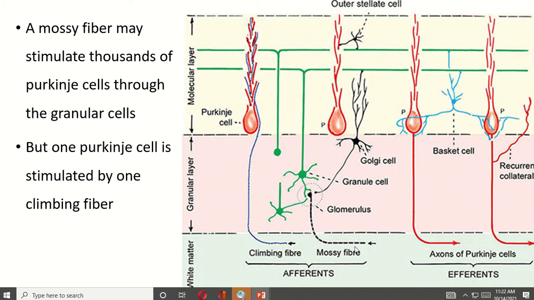This is the efferent fiber of the cerebellum. This is another efferent fiber of the cerebellum. The climbing fiber comes from the inferior olivary nucleus, and the single Purkinje cell makes synapses with the single climbing fiber. So a single Purkinje cell is stimulated by one climbing fiber.